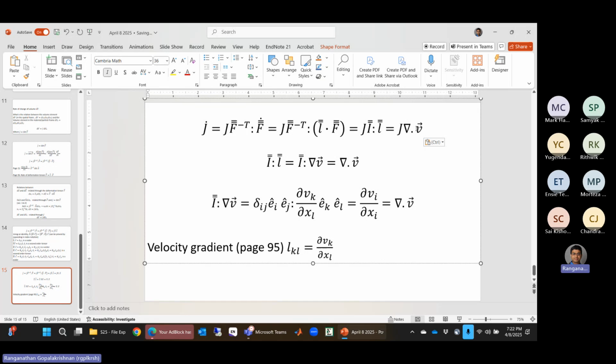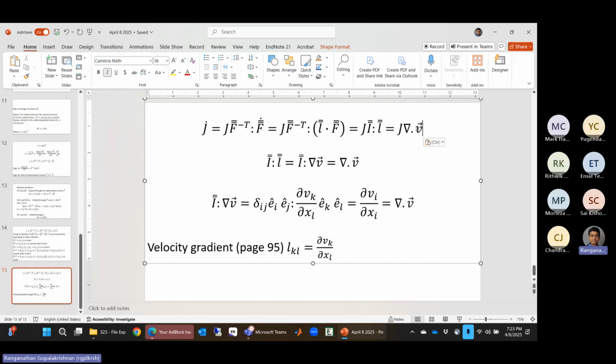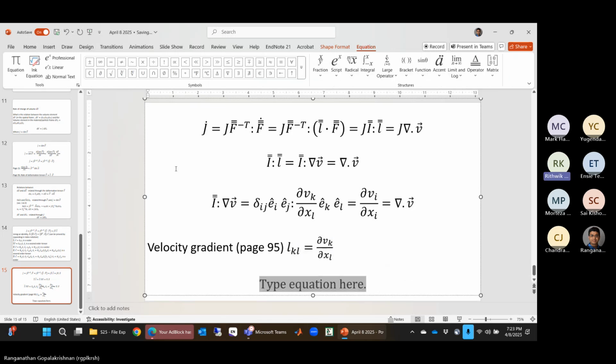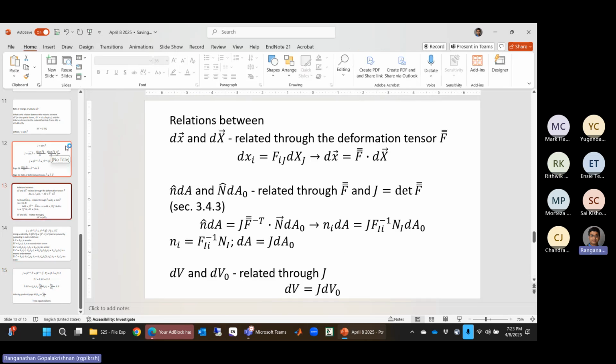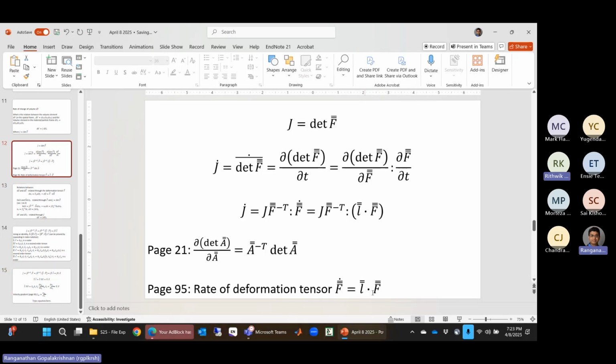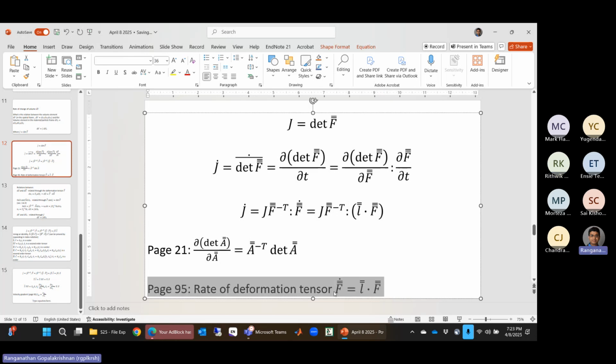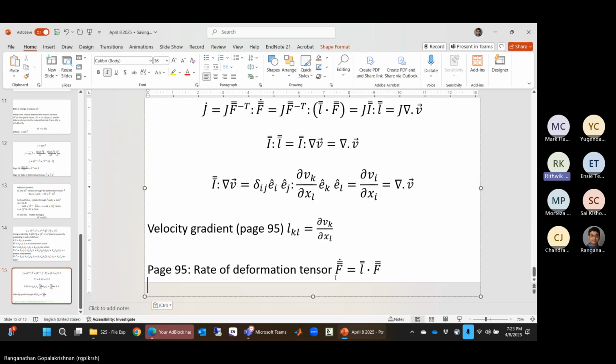All right, I'm going to ask you a question. What is the relation between F dot and F? I said this two or three times in just today's lecture. What's the relationship between F dot and F? F dot equals L dot F, right here. L dot F.